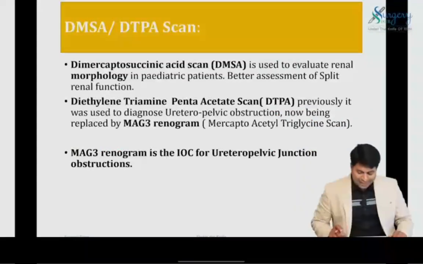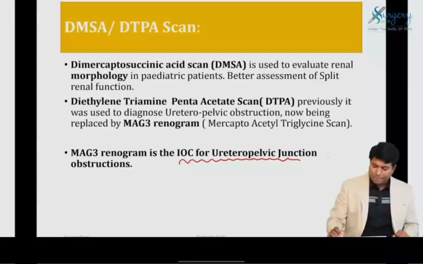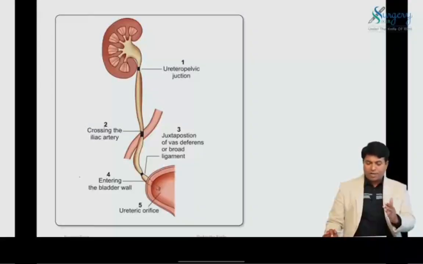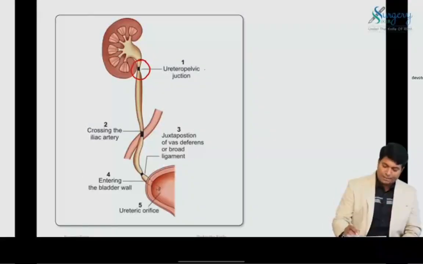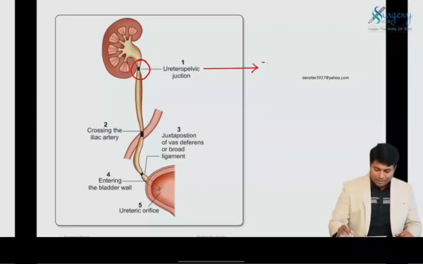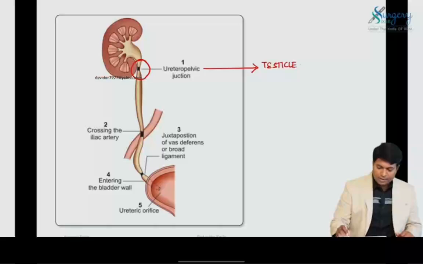I told you MAG3 is the investigation of choice for ureteropelvic junction obstruction. What are the sites of stone obstruction? I told you pelviureteric junction obstruction causes pain radiating to where? To the testis. Due to what nerve? The genital branch of the genitofemoral nerve.